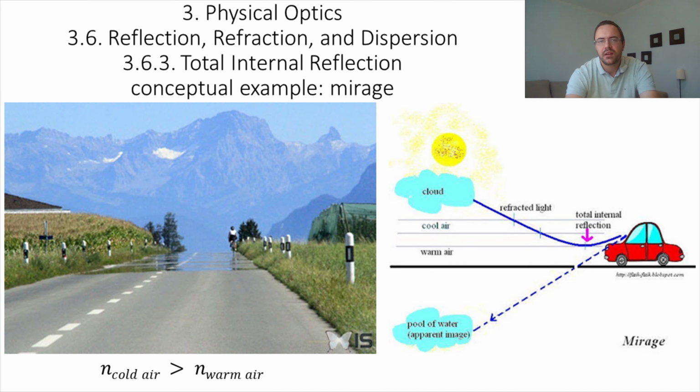So if the air closer to the road is warmer, then the light from the sky will be refracted away from the normal, according to Snell's law. And so it will bend toward becoming more and more horizontal. And eventually, the angle will be larger than the critical angle, and so there will be total internal reflection. So the light from the sky will be reflected back up, and so for the observer in the car, it looks as if the sky is on the road, right? But in fact, this is just a mirage.